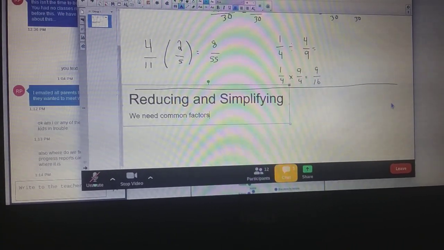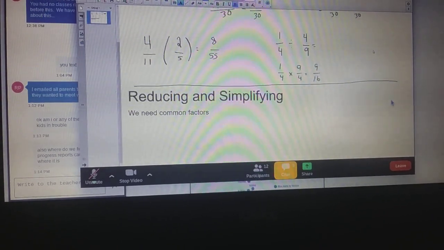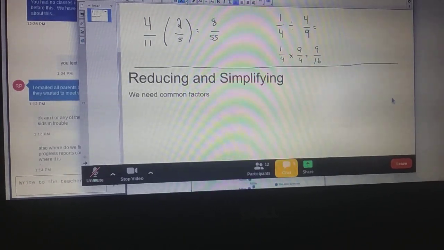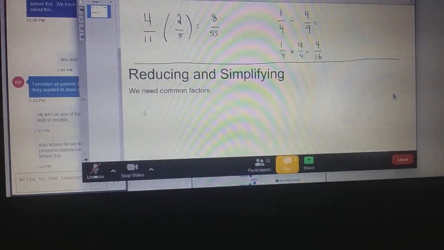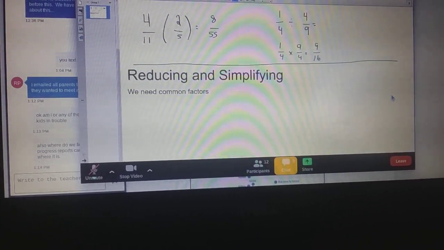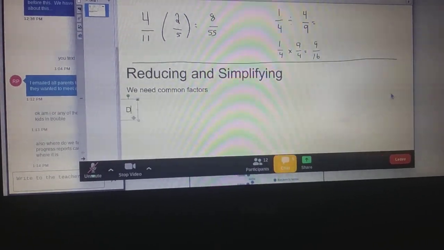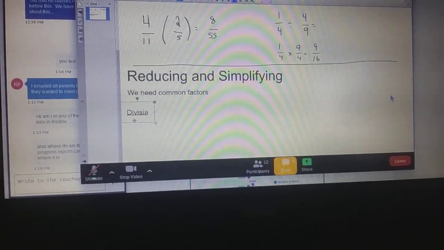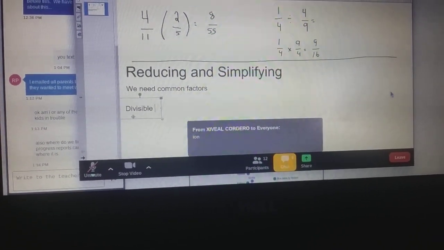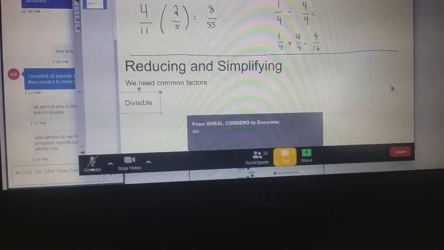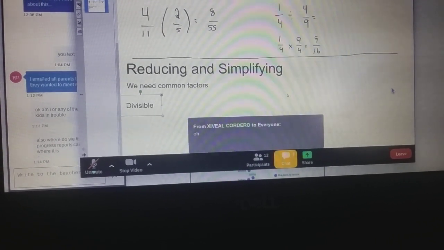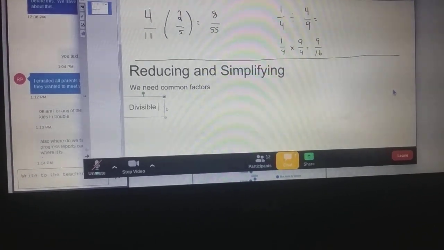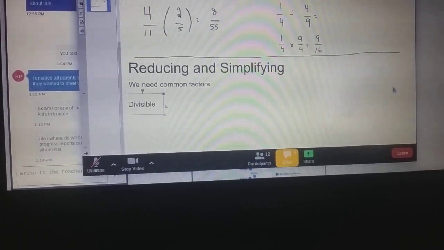So we need common factors whenever we're reducing and simplifying. So when we do this, we're about to kind of talk about a special word, divisible. Okay, divisible is not the same thing as divide. This doesn't equal divide.